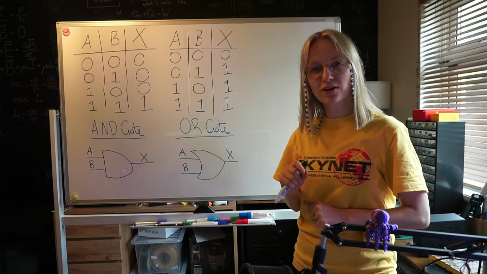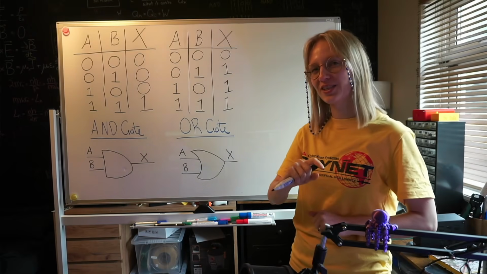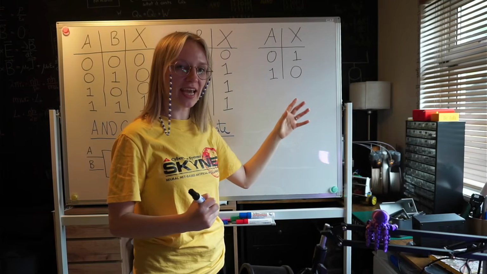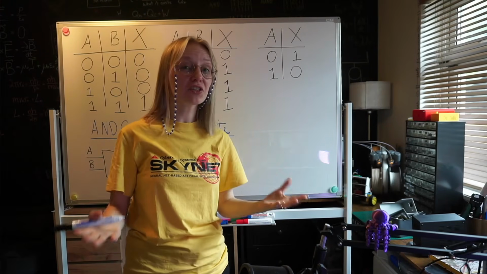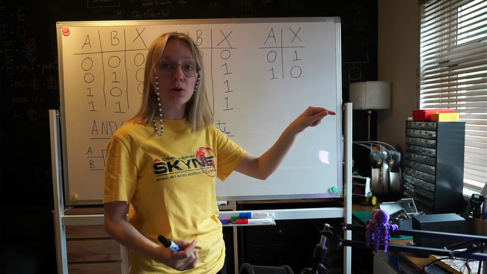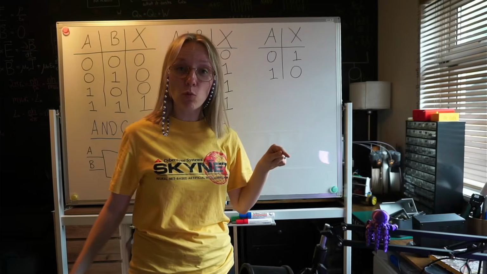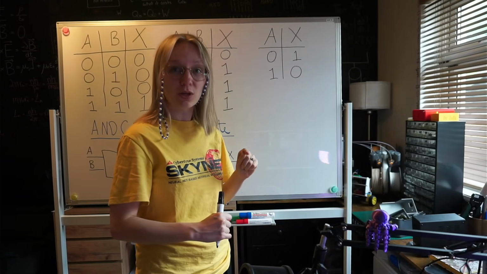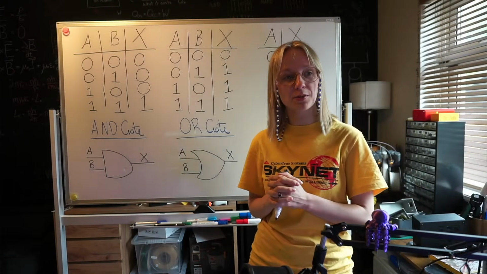The next gate I want to cover is an inverter, and this one is interesting. I guess it's hidden in the name. It's called a NOT gate, and what it does is it inverts your signal. If there's a 0 going in, a 1 is going to come out. If a 1 is going in, a 0 will come out. That's the basic principle behind it.